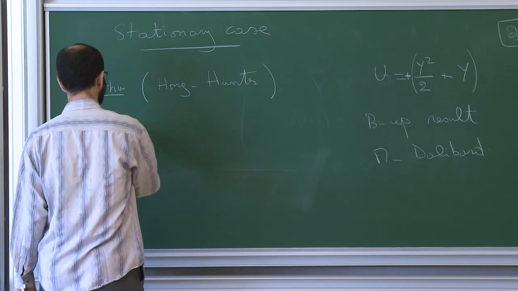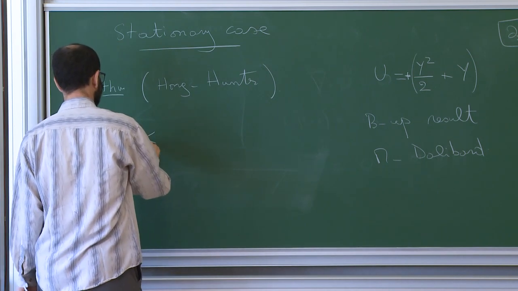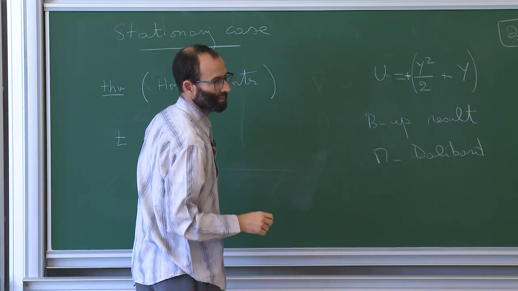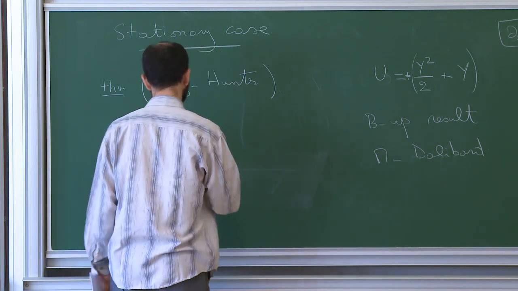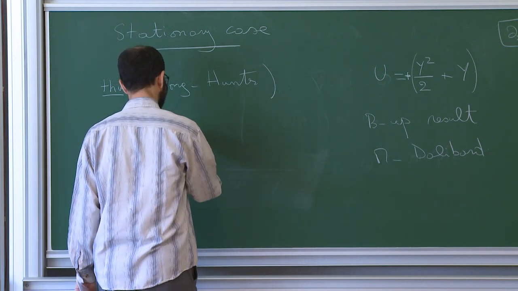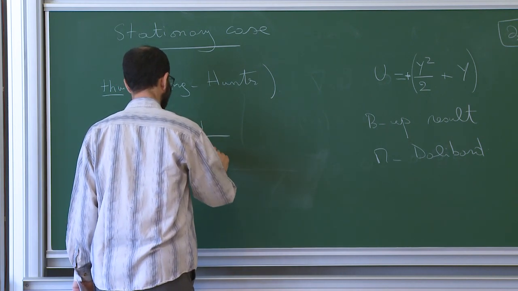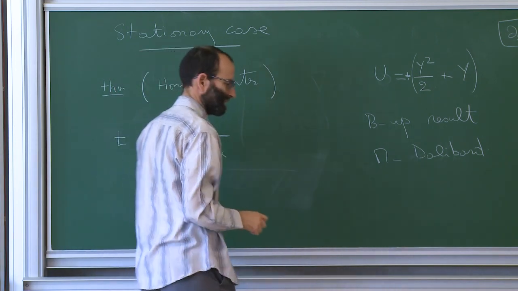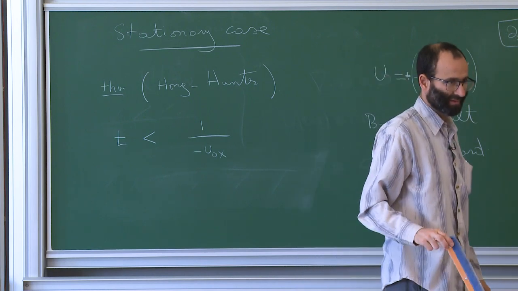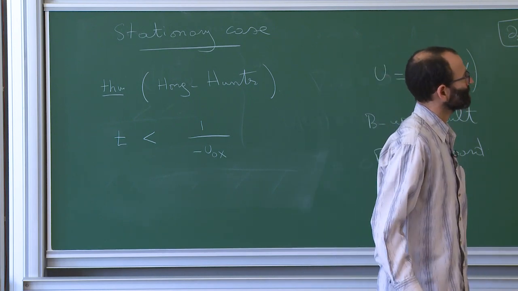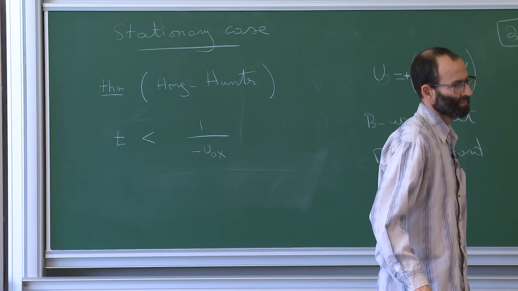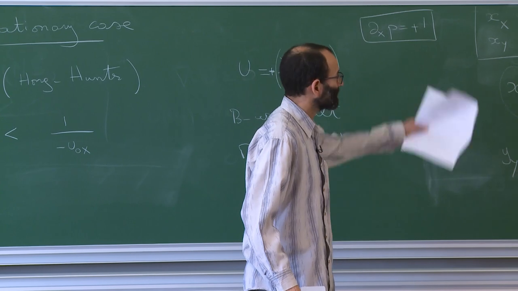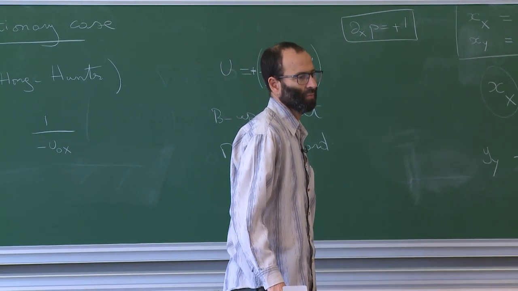So you take t less than minus 1 over the minimum of u0_X. Okay, let me not write it. It turns out that in what we are writing with Charles and Tej, we can do slightly better. Actually, that will not necessarily be the time of blow up.